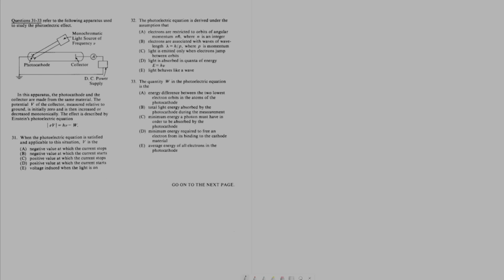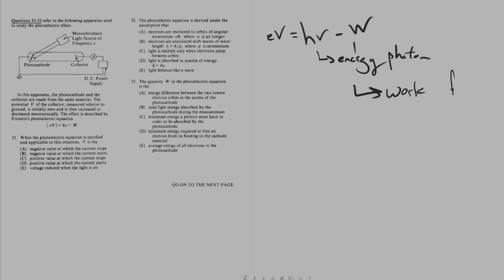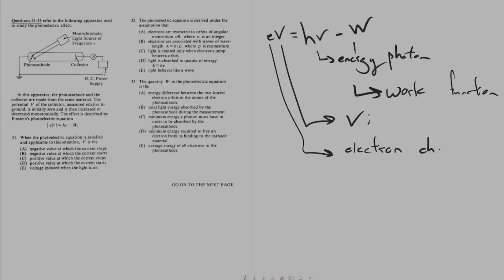So let's just scribble that down. I have eV = hν - W. Looking at that, hν is the energy of the photon. W is the work function, which is basically the energy needed to pop an electron off the electron surface. V is a potential, that's what we're looking for. And e is the electron charge.